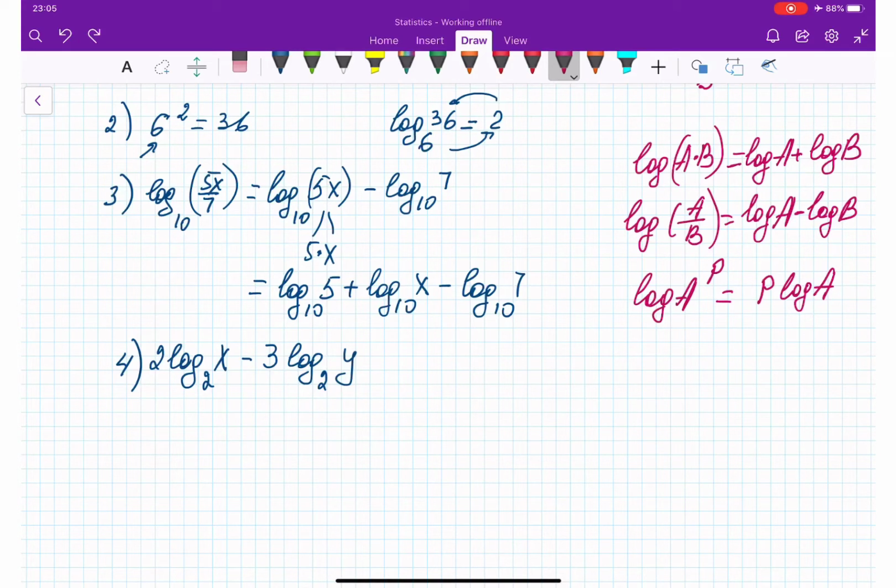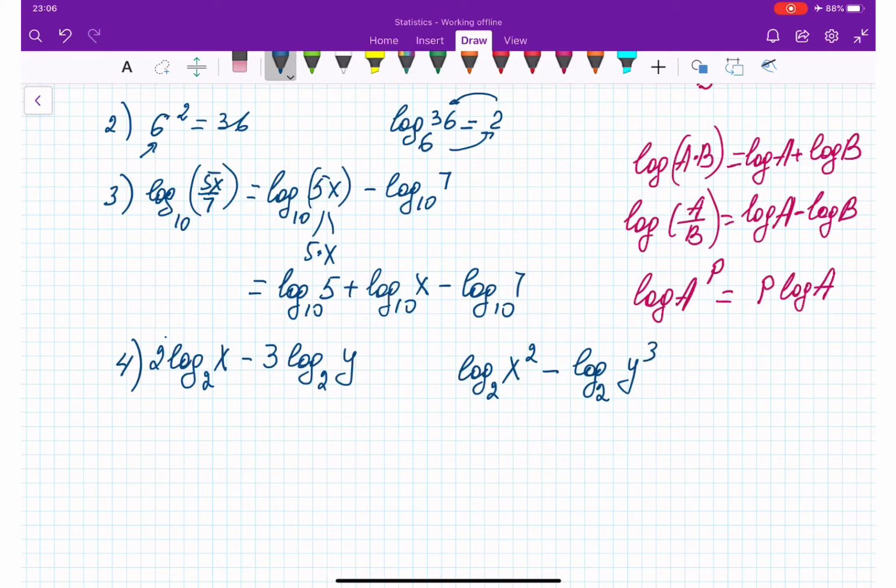I have here 2 as a power times logarithm x, 3 as a power times logarithm of y by base 2. That means this 2 is gonna come here as an exponent, yes? So let's do it. So we get logarithm x to power 2 by base 2 minus logarithm y to power 3 by base 2.